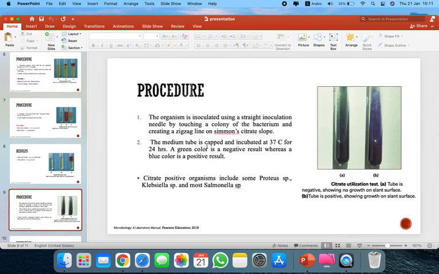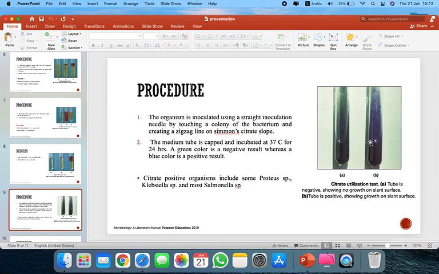Okay, so the fourth one is the citrate test. This test is used to assist the identification of Enterobacteriaceae. Here I have microorganisms that can utilize citrate as their main source of carbon, and use the enzyme citrase to transport citrate into the bacterial cells. Okay, so this is specific.